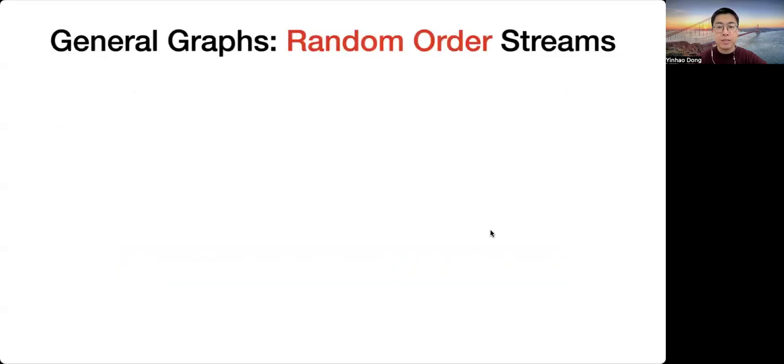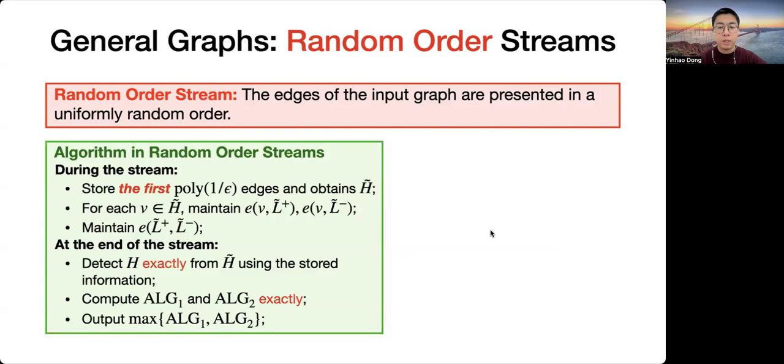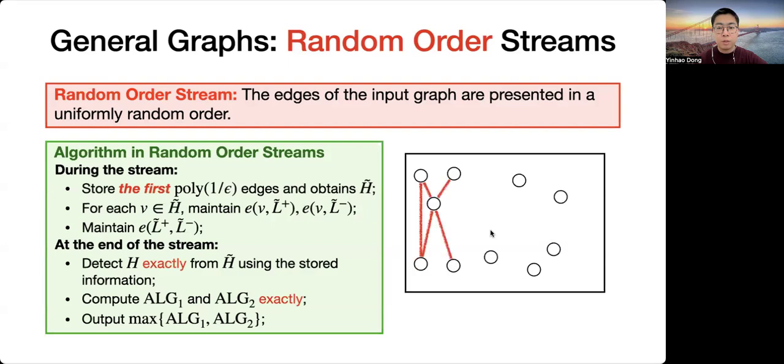Let's first consider random order streams. In this model, the edges of the input graph are presented in a uniformly random order. Basically, we'd like to simulate the offline algorithm in this model. The algorithm is as follows. During the stream, we store the first poly 1/epsilon edges. For example, the red edges here are the first poly 1/epsilon edges in the stream. Then we use these edges to identify a vertex set H tilde.